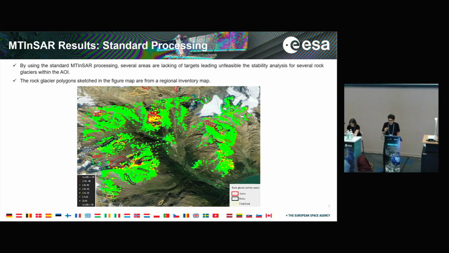The color of the borders depends on the activity of the glacier. So we have active, relict, and undefined. Of course, coherent targets are sometimes lacking, and this occurs also in correspondence of several rock glaciers. So we try to improve these results by adopting some ad hoc strategies in the processing.